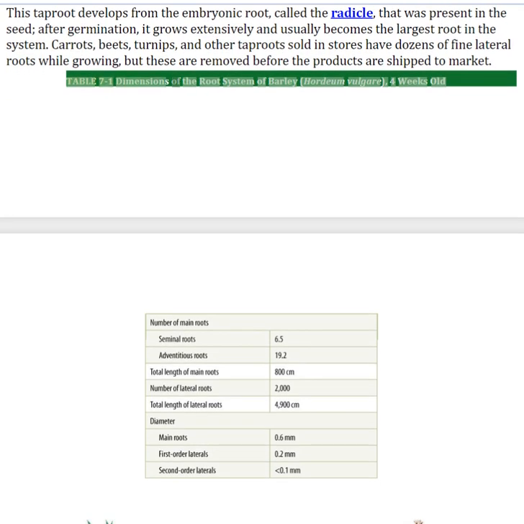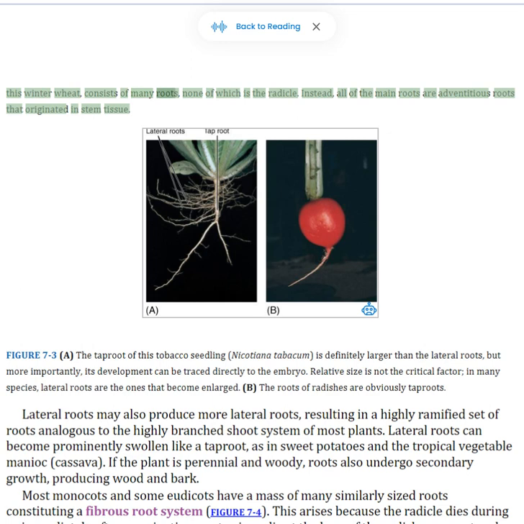Table 7.1: Dimensions of the root system of barley, 4 weeks old. Figure 7.2: Some taproots, such as a carrot, become extremely swollen and are much larger than the numerous lateral roots, whereas in other species, such as sunflower, the taproot is about the same size as the laterals. The important criterion is that the taproot develops from the root of the embryo, the radicle. A fibrous root system, as in this winter wheat, consists of many roots, none of which is the radicle. Instead, all of the main roots are adventitious roots that originated in stem tissue.